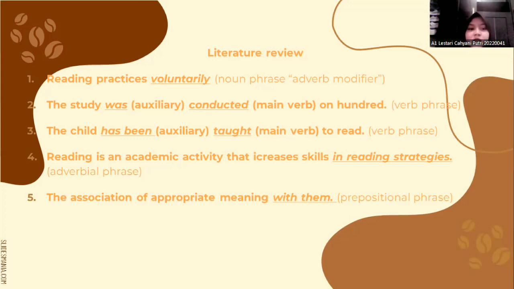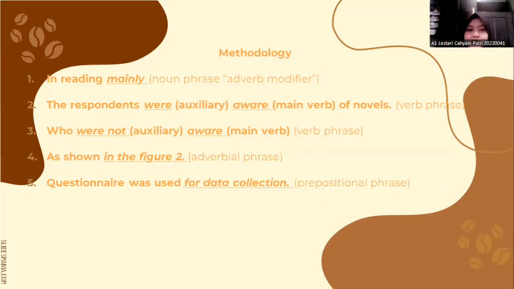So therefore, "reading is academic activity that increases skill in reading strategies." The adverbial in this sentence is an adverbial phrase because "in reading strategies" is the adverb of the sentence. And the last, "the association of appropriate meaning with them" is a prepositional phrase because "with them" contains the preposition. And next, methodology in the article.